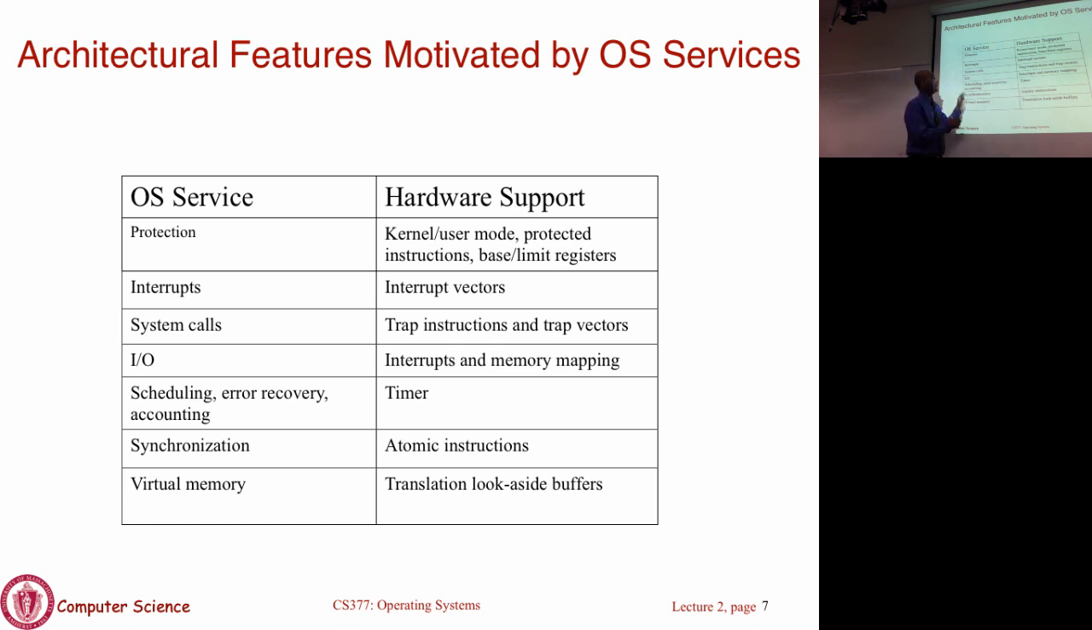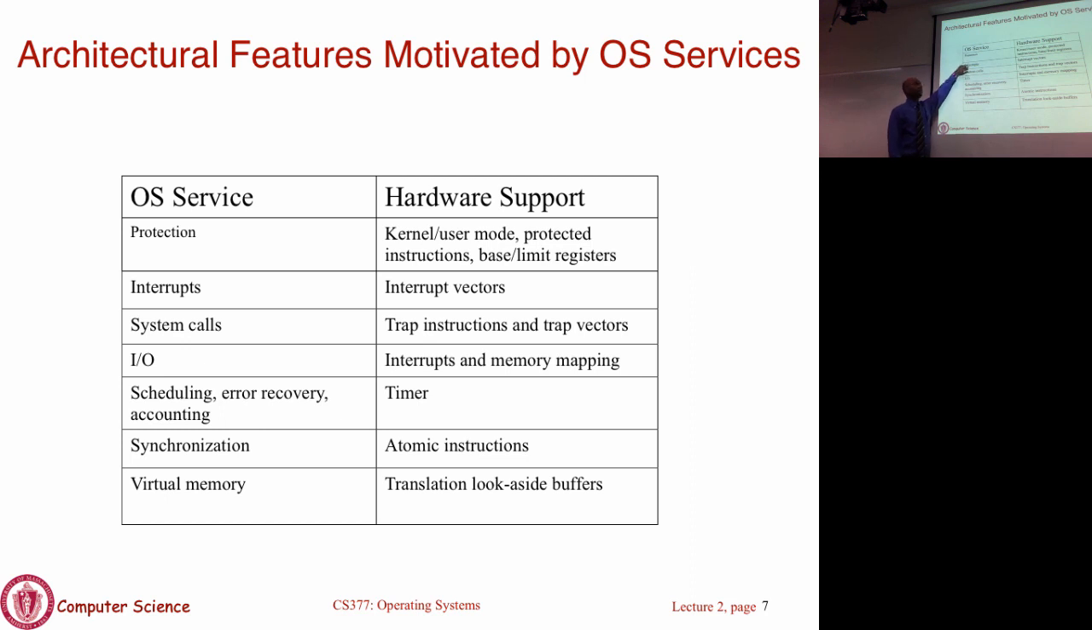Okay? So basically in this column, there's a table where this column is the operating system service that are listed, and against each service you will see what are the hardware features that are there to better support the operating system to help it provide that service. The first one is protection, okay? And we'll look at slides shortly. We'll see to enable protection, the hardware supports user kernel mode, it has protected instructions, it has base limit registers. Okay, but these don't mean anything, don't worry, I'll talk about that in just a moment.